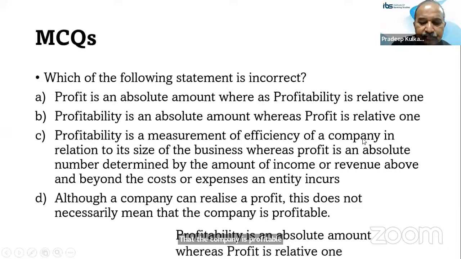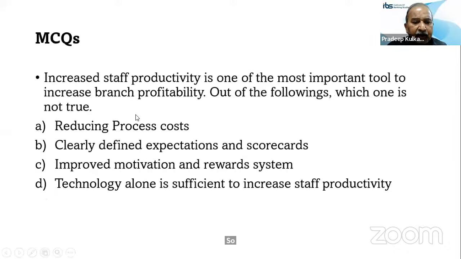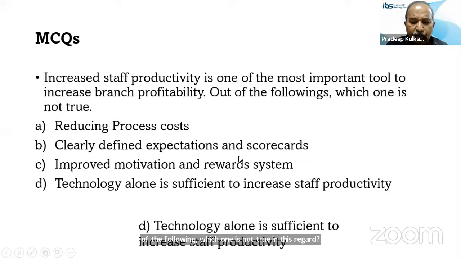So, profit is not relative. Profit is always an absolute amount. Profitability is only relative. So, therefore, B is the incorrect answer. Increased staff productivity is one of the most important tools to increase branch profitability. Out of the following, which one is not true in this regard? So technology alone is sufficient to increase staff productivity. Technology alone cannot, isn't it?